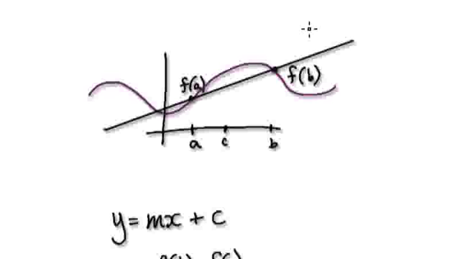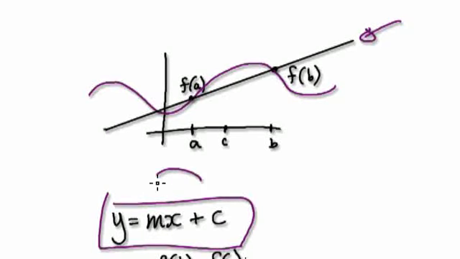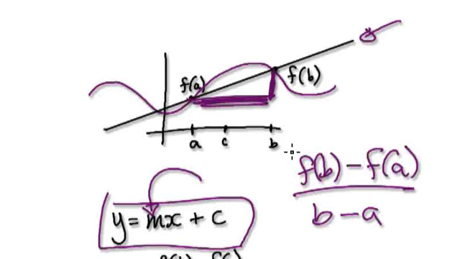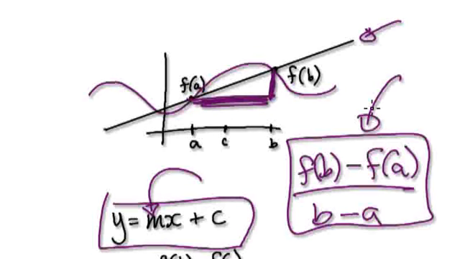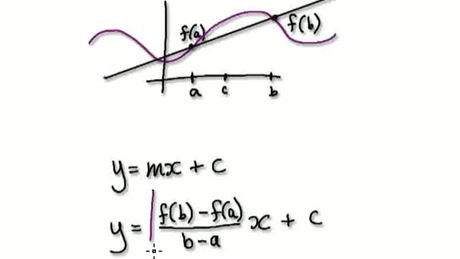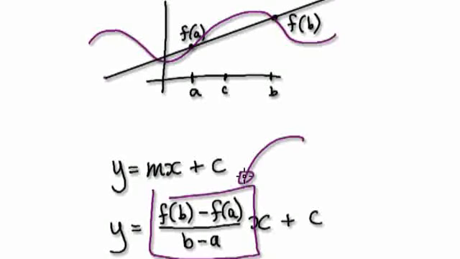So starting from scratch, the equation of this straight line here will be given by y equals mx plus c. Now we know the gradient m for the straight line will be the up and down here, which will be f of b minus f of a, and then divided by the across here, which will be b minus a. So this bit here will be the gradient of this straight line. So the gradient so far will be this.